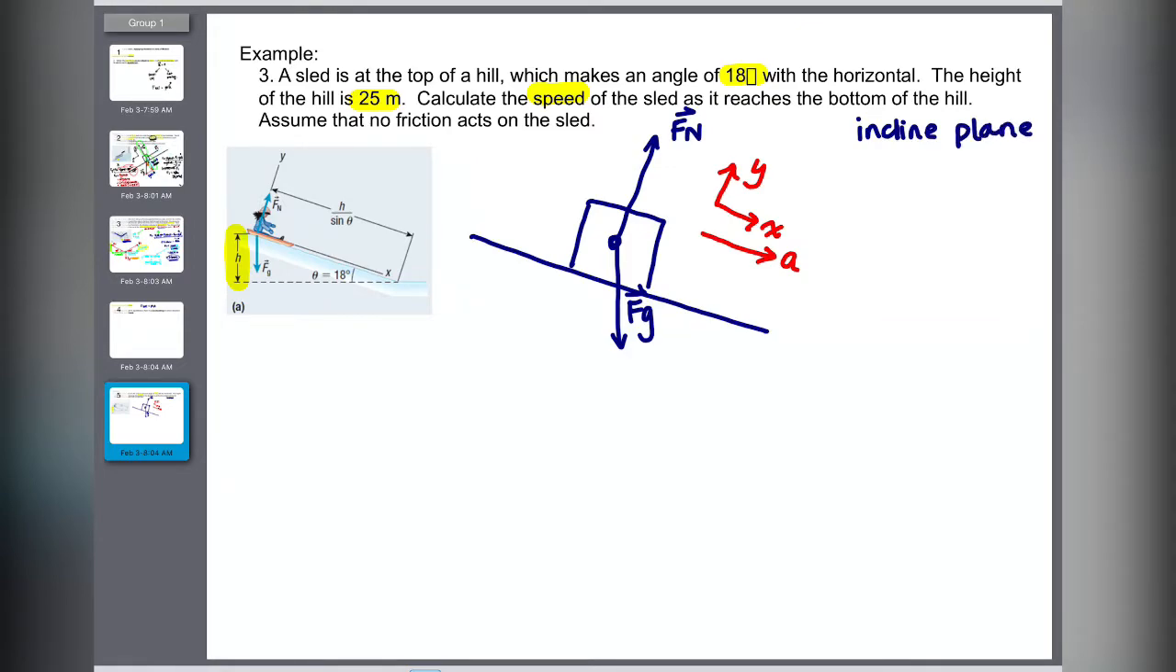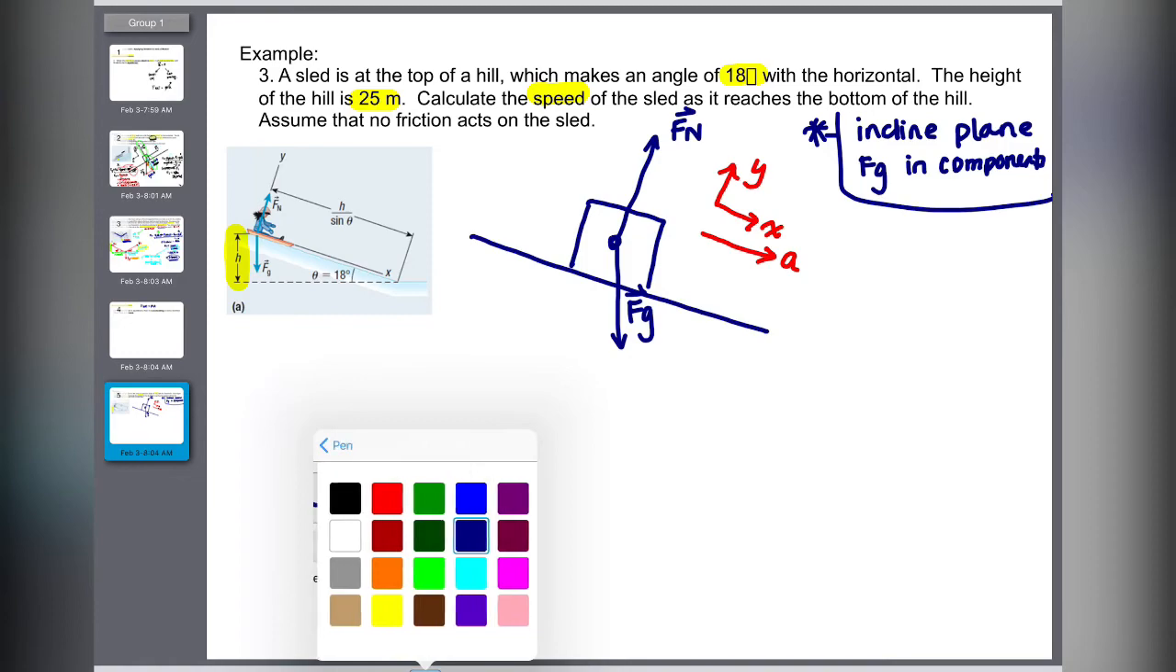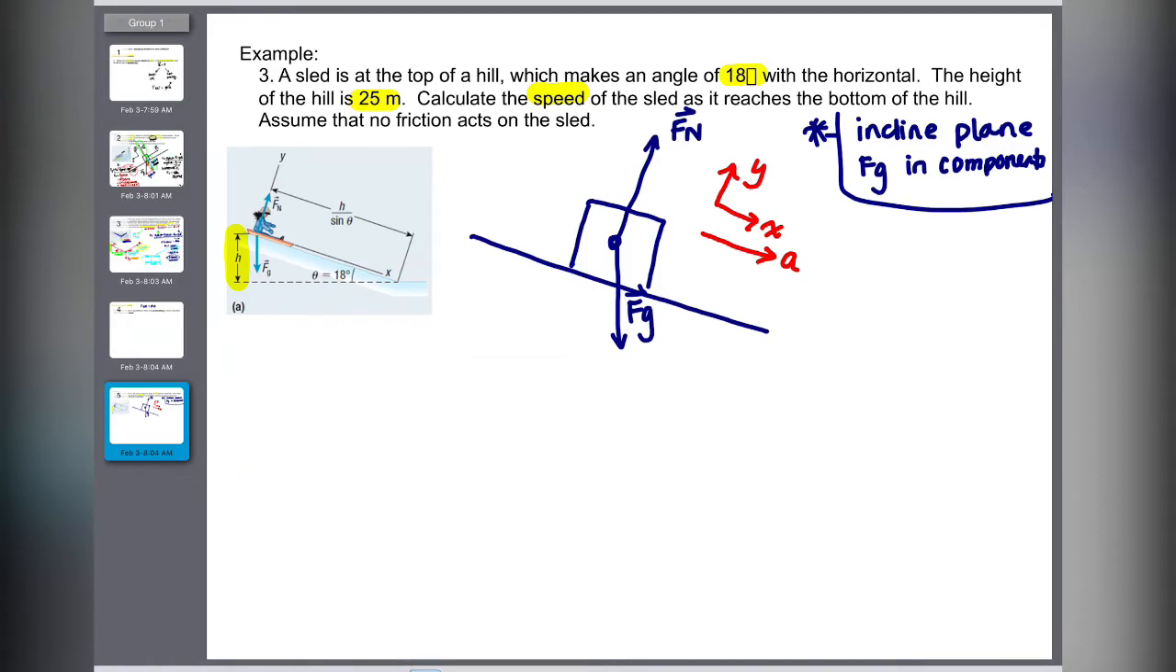These are called the inclined plane questions, and you're going to hate me later on when we go into centripetal motion, things going in a bank curve. We're dealing with slope again. But when an object is sliding on an inclined plane, we would always break the FG into components. So you might want to make a little star just to write that down. Okay, so let's break FG into components.